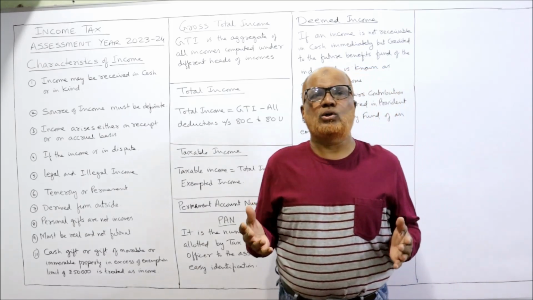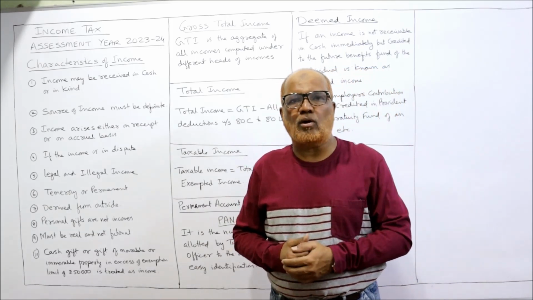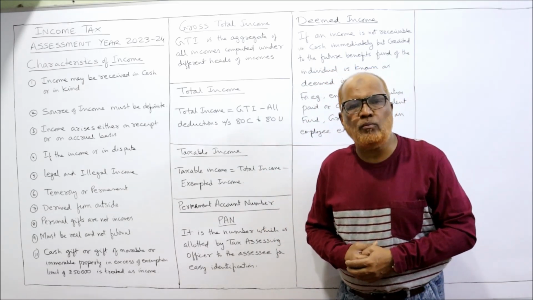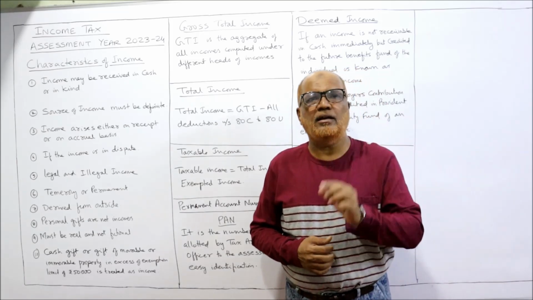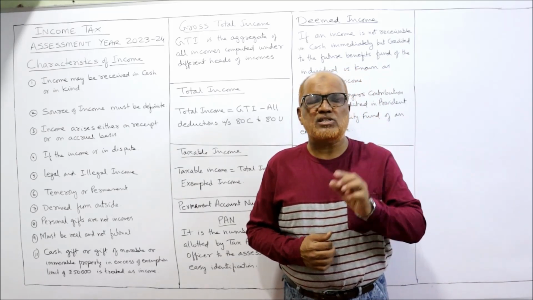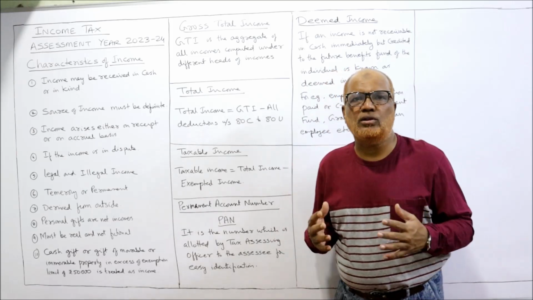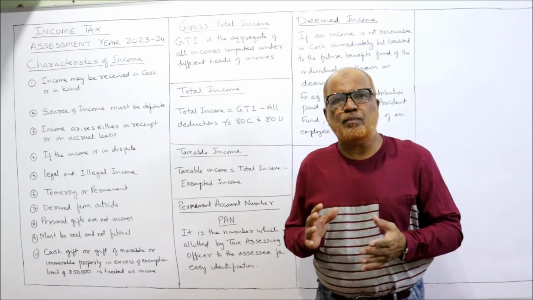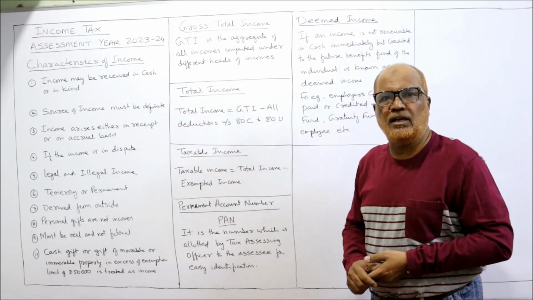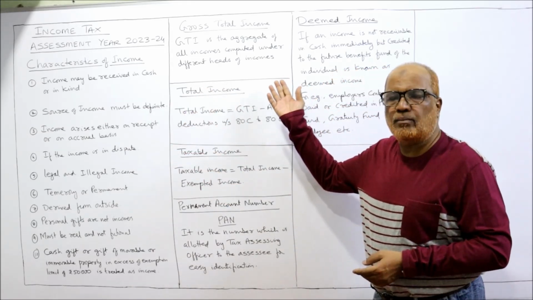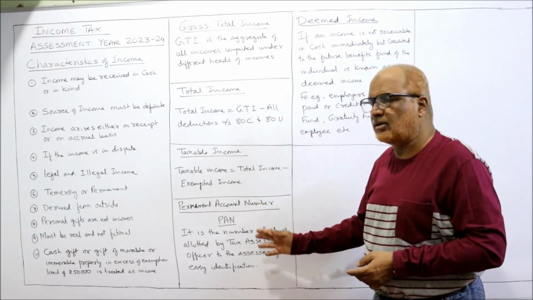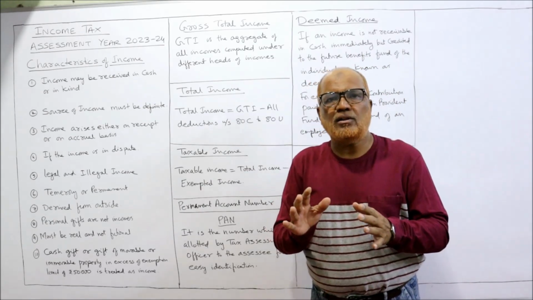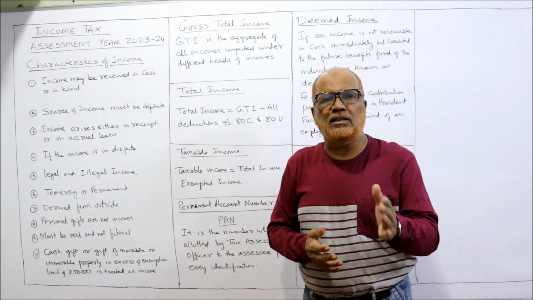So how to find out whether a particular receipt is income or not? We have to apply the judgments given by the High Court and Supreme Court in India regarding the term income. According to the judgments given by the courts, we can find out the features of income. So in this video, I'm going to explain the features of income, then what is gross total income, GTI, total income, taxable income, permanent account number, and deemed income. These are the topics I have explained completely in this video.